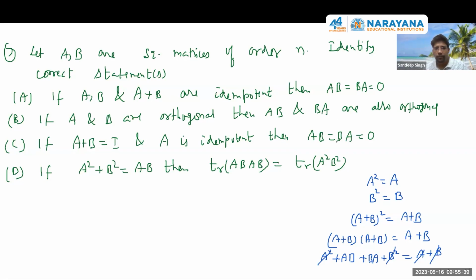Are you getting it? AB plus BA is 0. So, not necessarily that AB and BA both should be 0. Can we provide a counter example that this will not always work? Are you getting the point, all of you? A need not be always true. Can we look for a counter example? A and B are minus I each. Minus I each won't work because AB plus BA has to be 0.